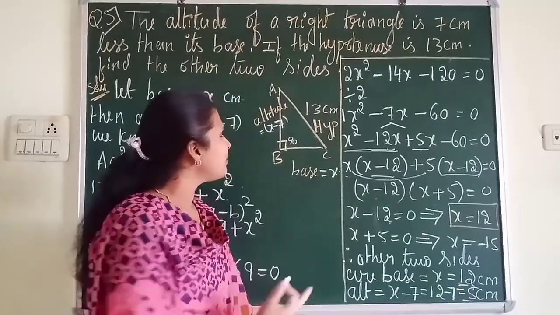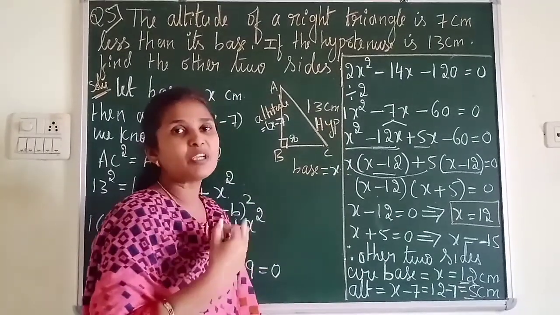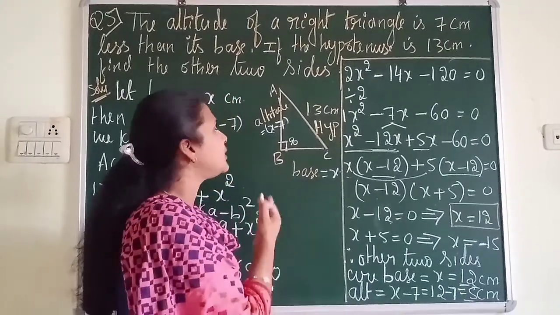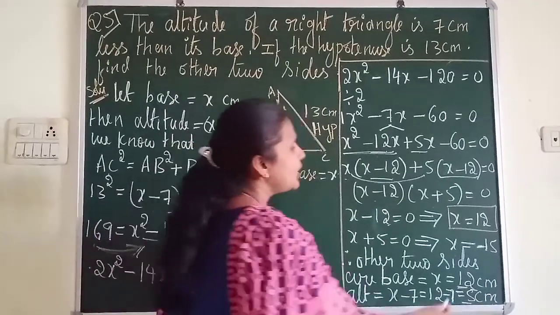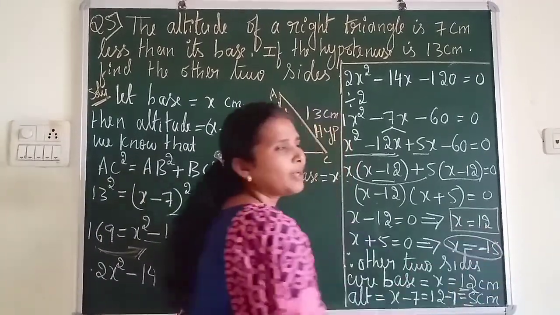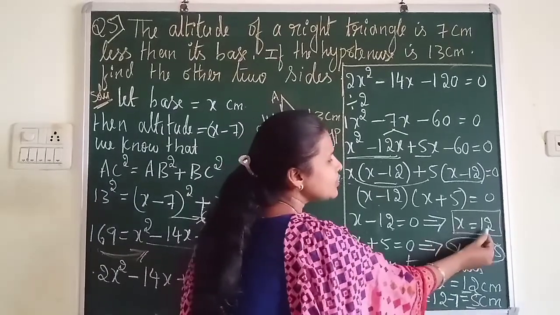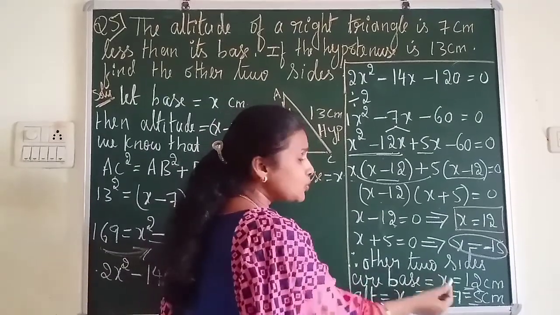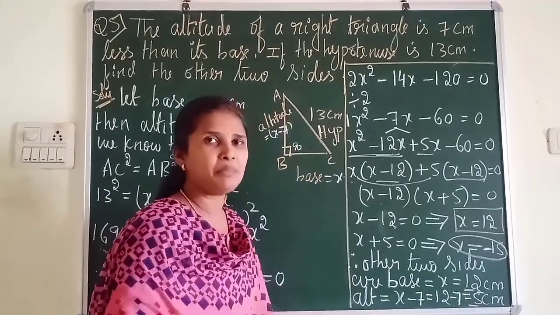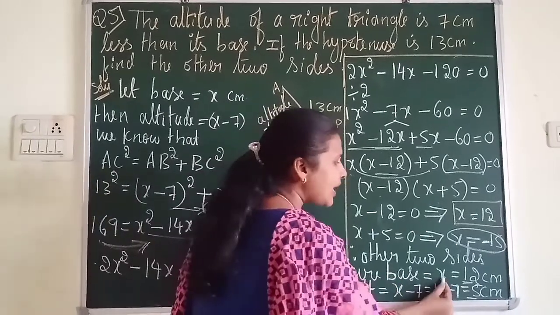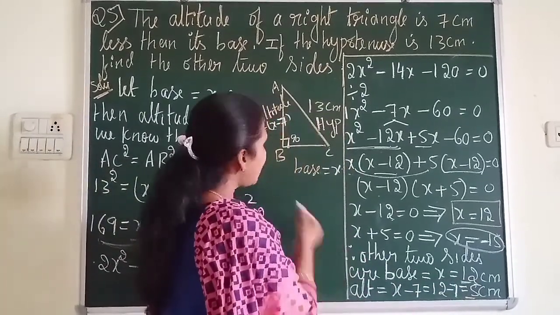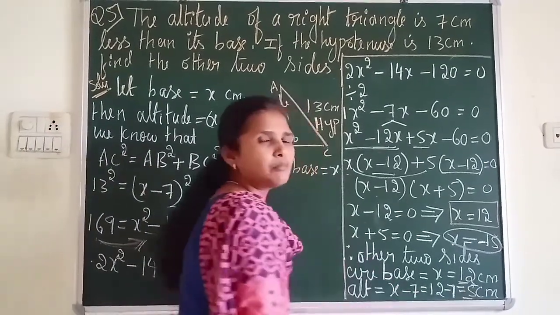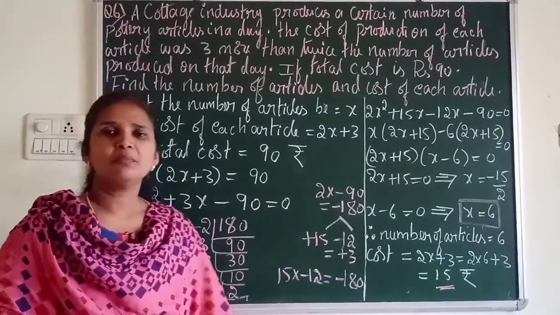So recall children, because these involve measurement, whenever we measure anything, we won't consider a negative number. So hypotenuse or altitude or base cannot be negative. So we have to neglect this minus 5. So consider x as 12. What do we consider x as here? The base. He asked for the other two sides, which means here we need to find the base and altitude. So we got the base as 12 centimeter and the altitude, which we considered as x minus 7, that is 12 minus 7, 5 centimeter.